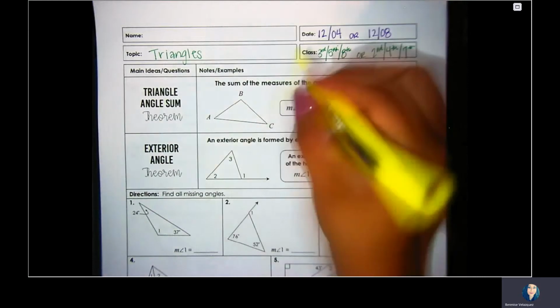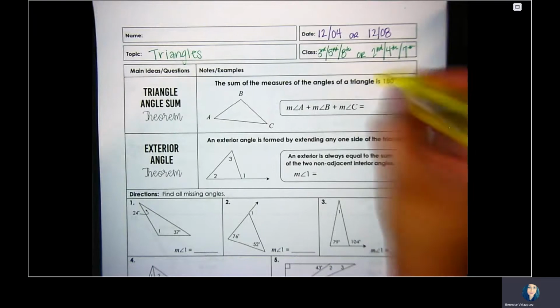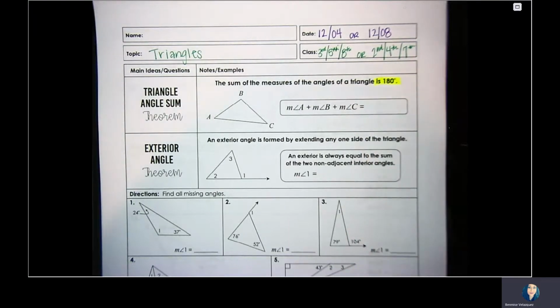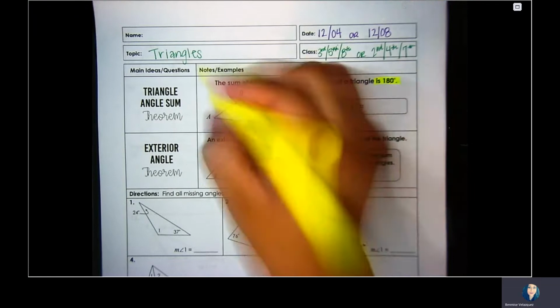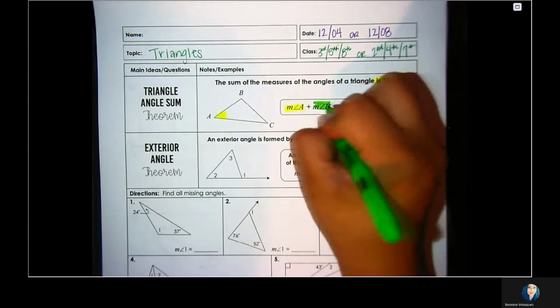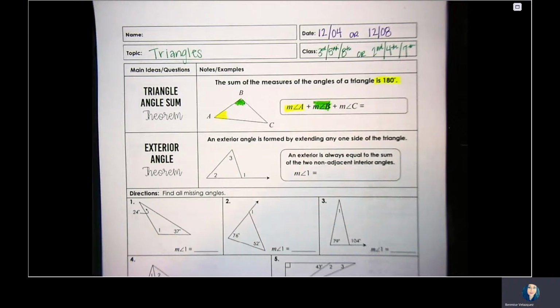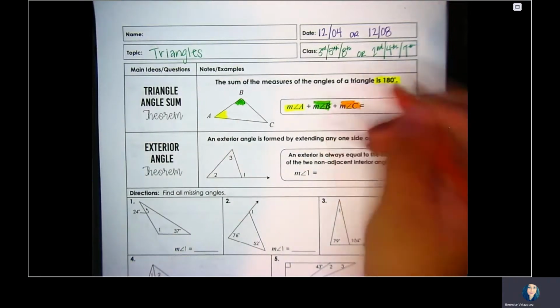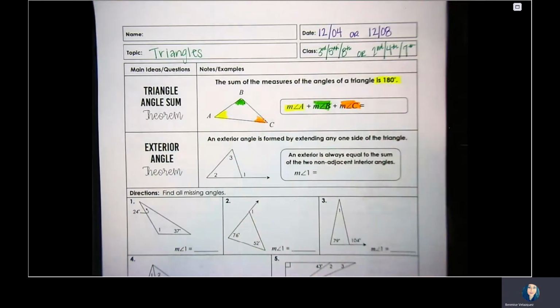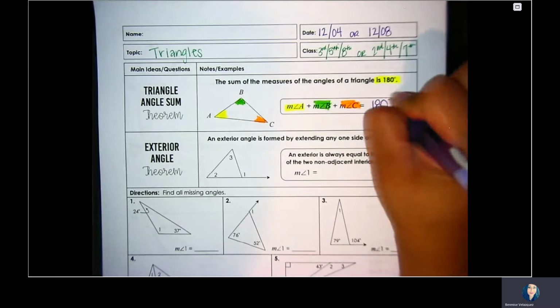When you have a triangle and you're trying to find the sum of the angles, it is always 180, okay? So if I have the measure of angle A, this corner here, if I have the measure of angle B, this corner here, and I have the measure of angle C, this corner here. Whatever they are, when I add them together, so there's a plus between them, it's always 180 degrees.